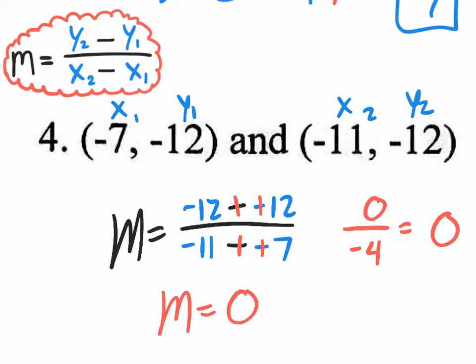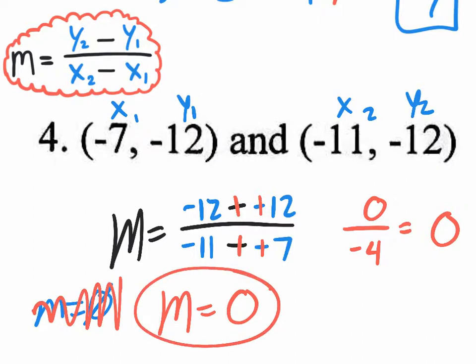You could say no slope. Now, do not say M equals that. That'd be undefined slope. That's incorrect, all right? So don't do that. M is 0. That means it's no slope.